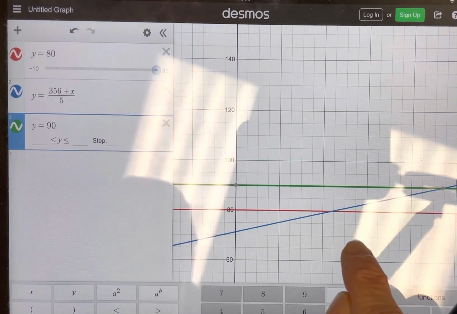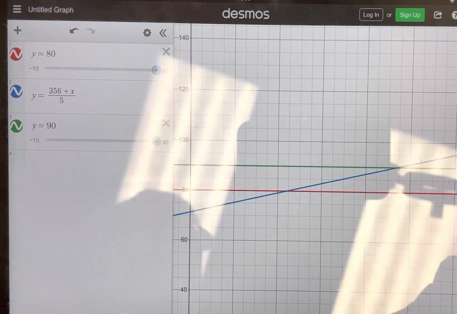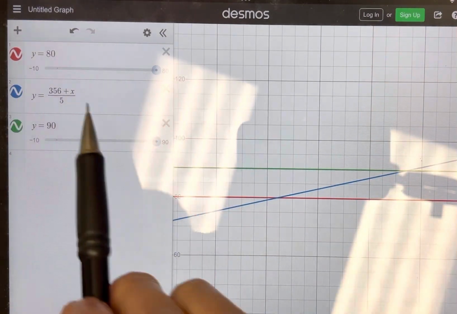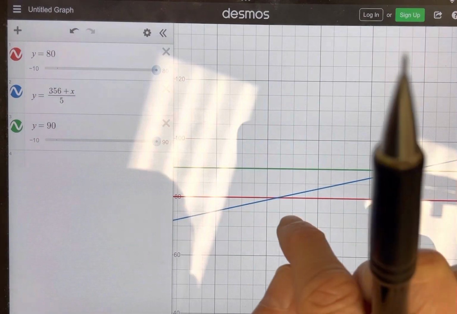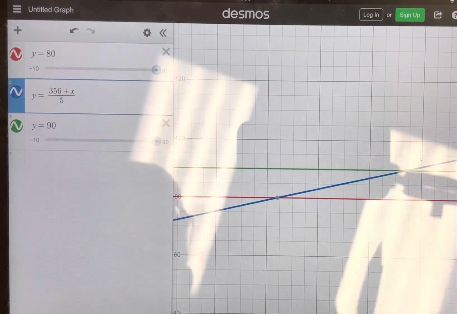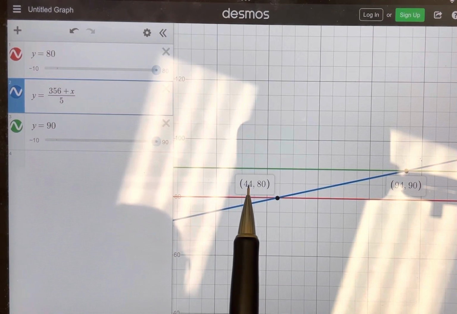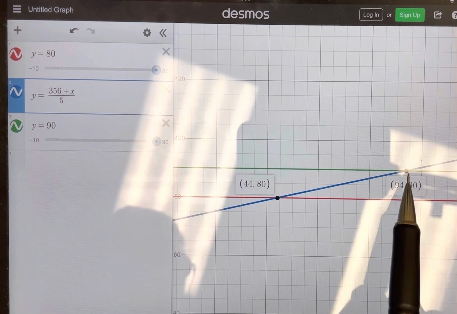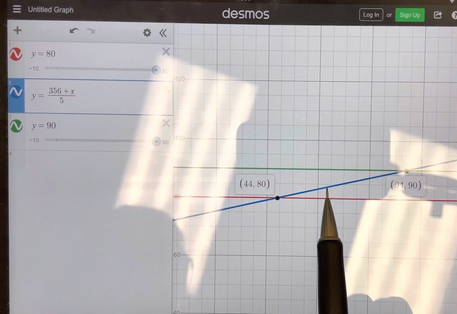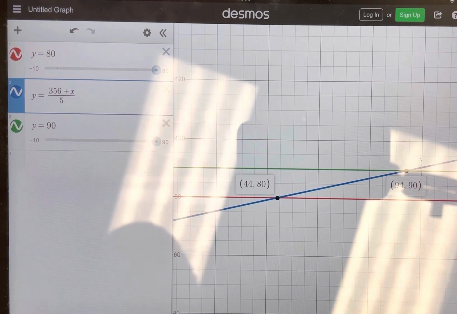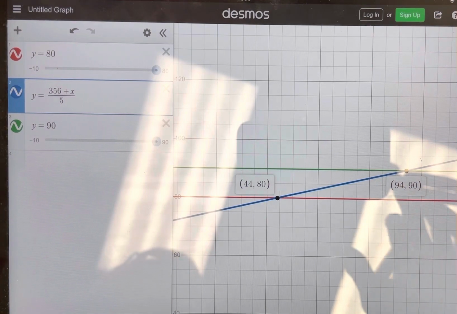And there you have it. So I had to do a little bit of manipulating in my graph to see it. But when is the blue line between the red line and the green line? Well, that takes place from here to here. And we can tap on those and we can see that takes place between when x is 44, and 94, when x is 94. This blue line is between the y equals 80 and the y equals 90. So there is your graphical solution as well. So there you have it, how to work with linear inequalities.